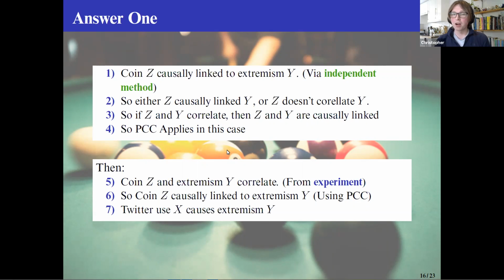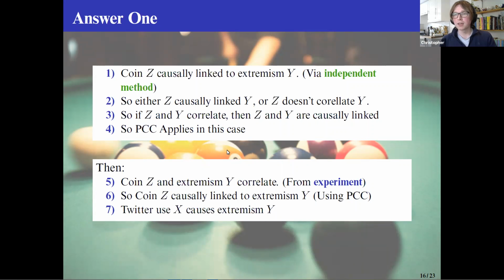One might then run the experiment and discover that the toss of the coin and political extremism correlate with each other. Then applying the principle of the common cause, which we now know works in this case, you conclude that the toss of the coin is causally linked to political extremism. And then, given the arguments I ran through before, you conclude that Twitter use causes political extremism. So that, I think, is okay as a story about how one might come to discover that the principle of common cause is true in this particular case.